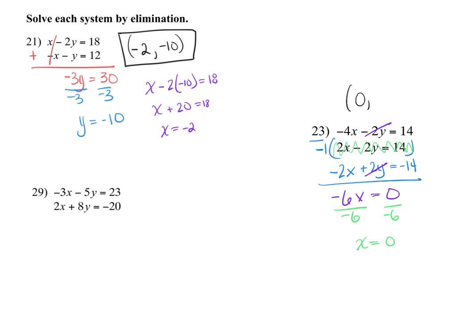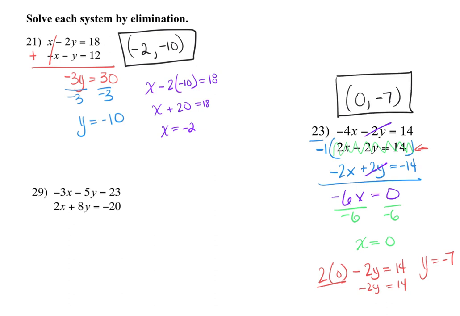To get my y value, go back and plug it in. 2x minus, well, we'll go ahead and plug it in. 2 times 0 minus 2 times y equals 14 was this equation originally. So that zeroes out. Negative 2y equals 14. Divide by negative 2, y equals negative 7. So now I know my y value here. 0, negative 7.